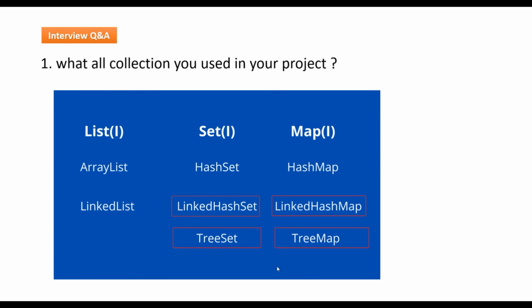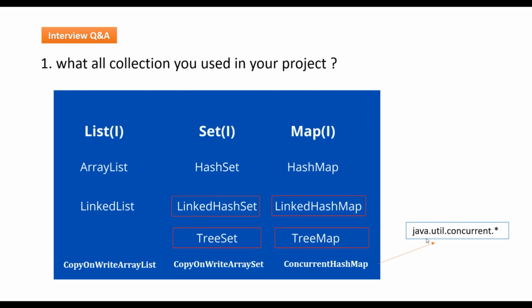Also, there are a few more implementation classes like CopyOnWriteArrayList, CopyOnWriteArraySet, and ConcurrentHashMap. These are three implementation classes introduced as part of the java.util.concurrent package. So ConcurrentHashMap and CopyOnWriteArrayList are widely used. I will tell you the scenario where exactly you need to use these implementations in a coming slide.